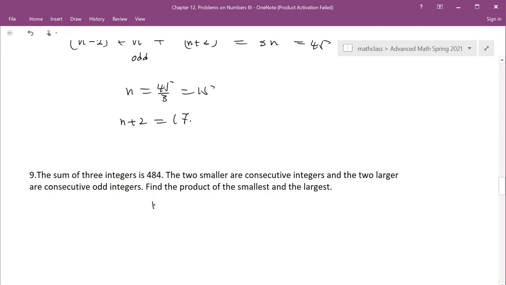You write down the one in the middle and call it n. The two smaller ones are consecutive, so the other one is n minus 1. The two larger ones are consecutive odd integers, so that means n plus 2, and this must be odd. So add them together. Maybe there's no solution here, because when you add them together, you find n, but if n is not odd, then there's no solution. So please work on this.